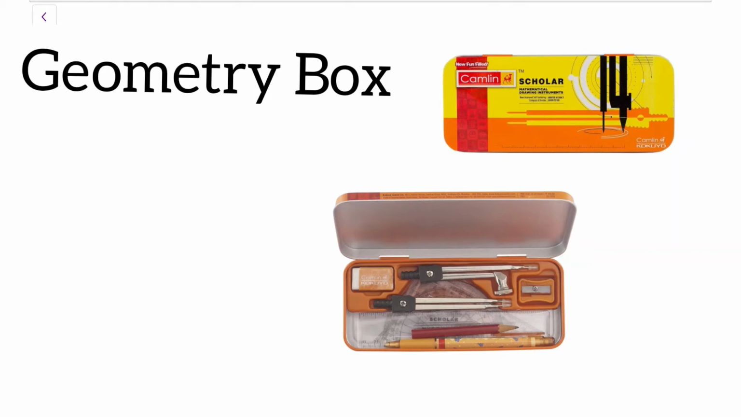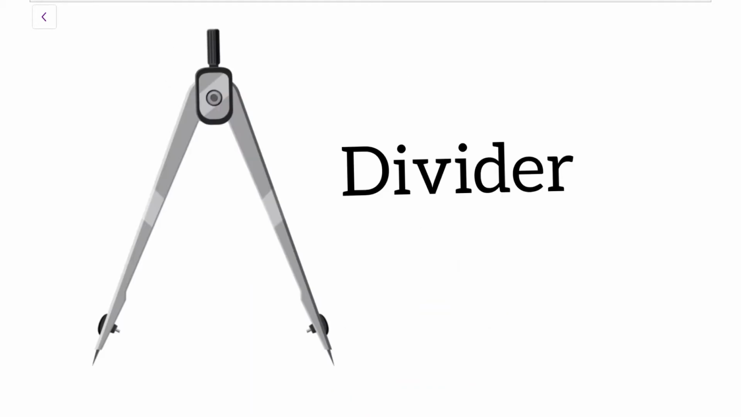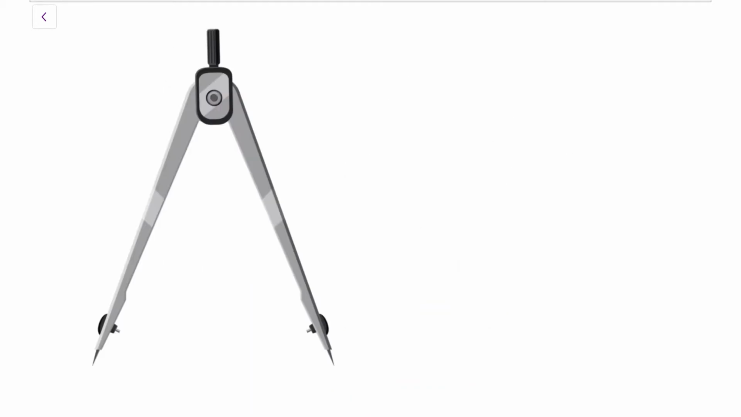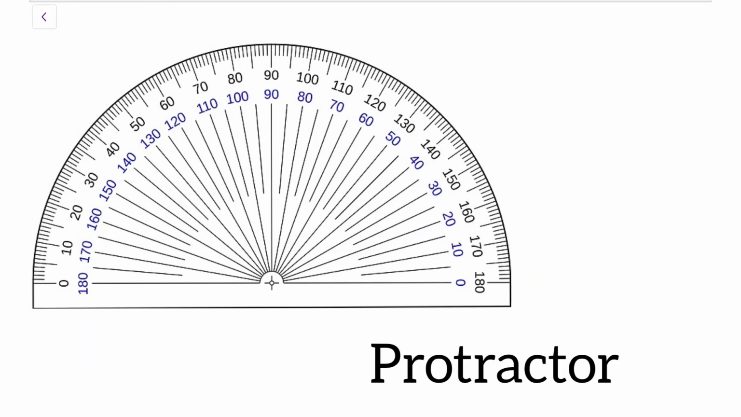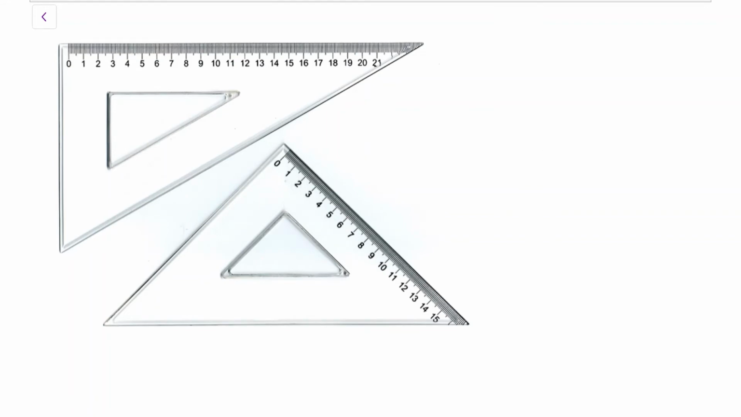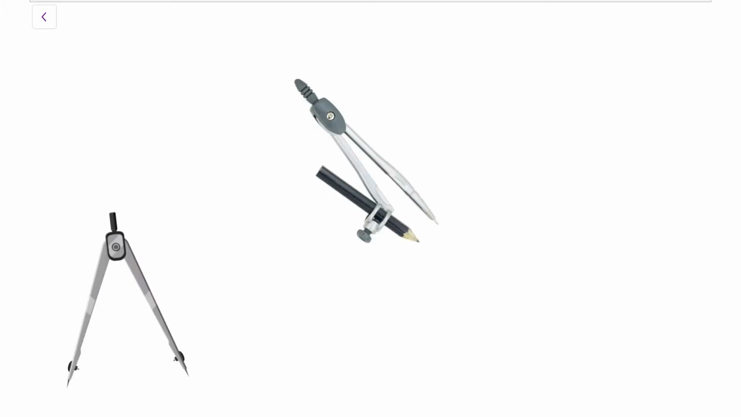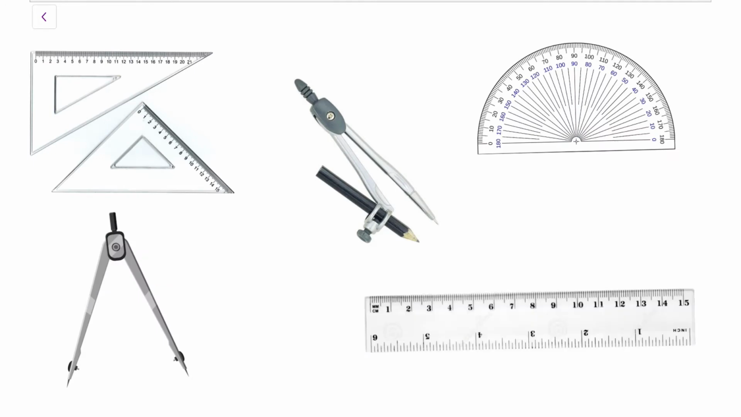Alright, now inside the geometry box, these are the instruments that you will find. First, you will find a compass. That's your compass. Then you will find a divider. Then there is something called a protractor. Then you have a set square. And then you have a ruler. Of course, there will be a pencil and an eraser and a sharpener also in some boxes, but these are the main instruments: compass, divider, protractor, set square and ruler. How to use each of these instruments we will soon learn.